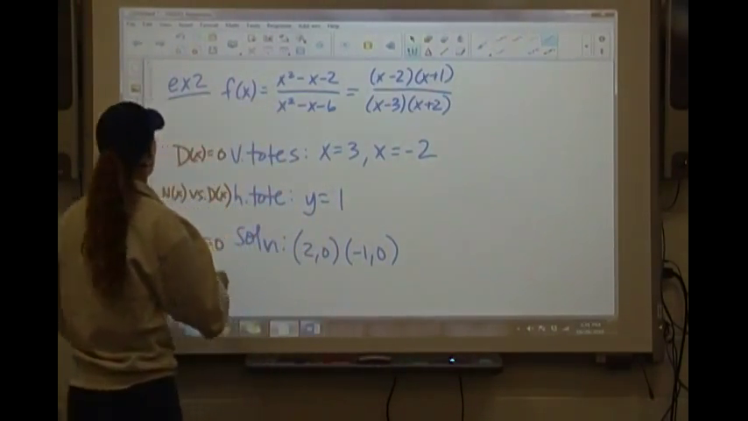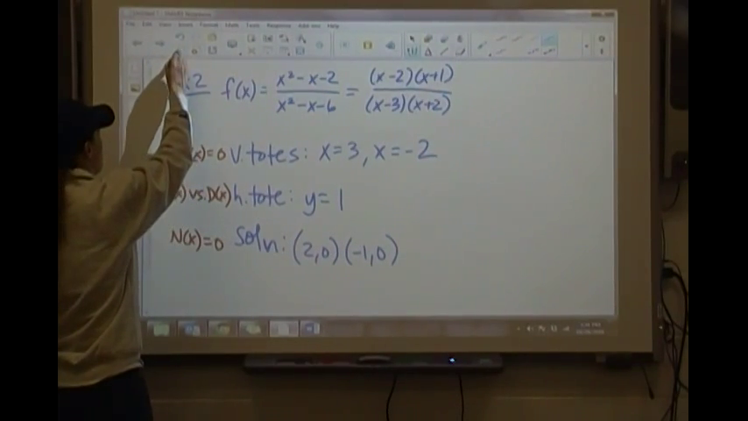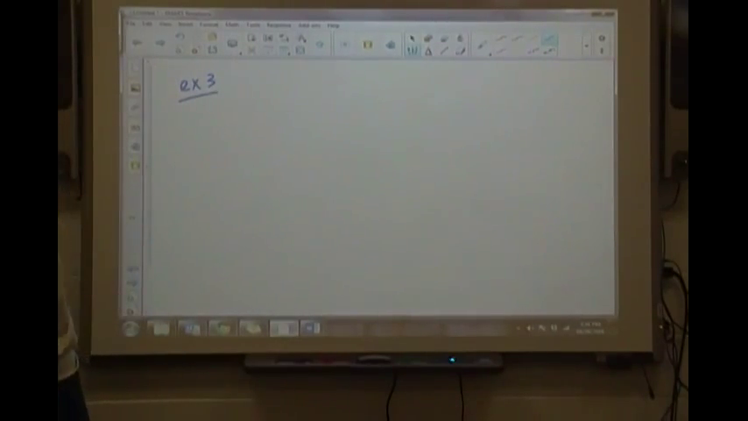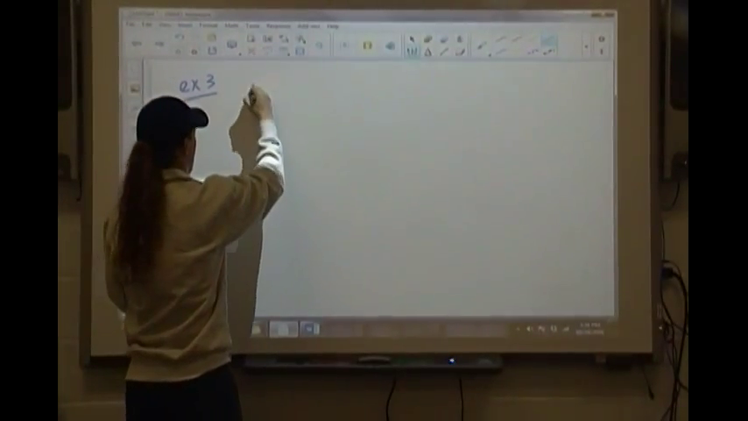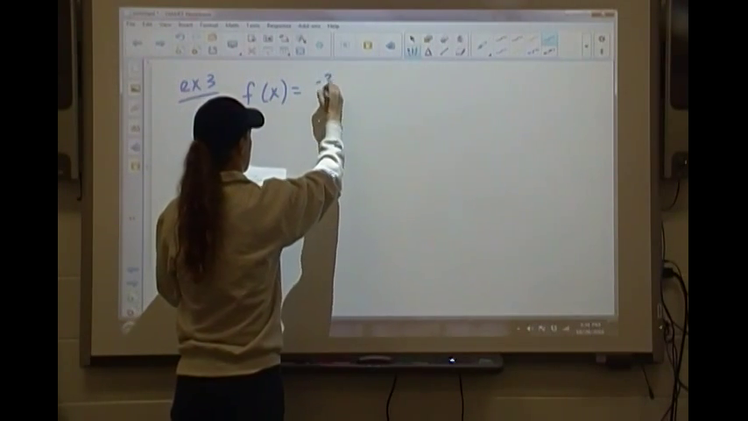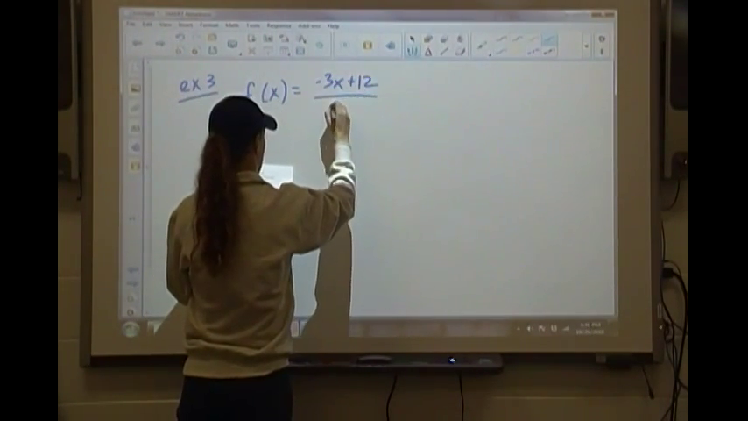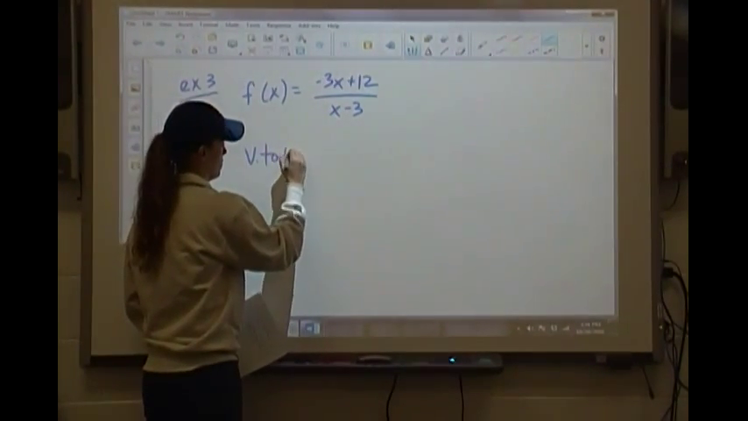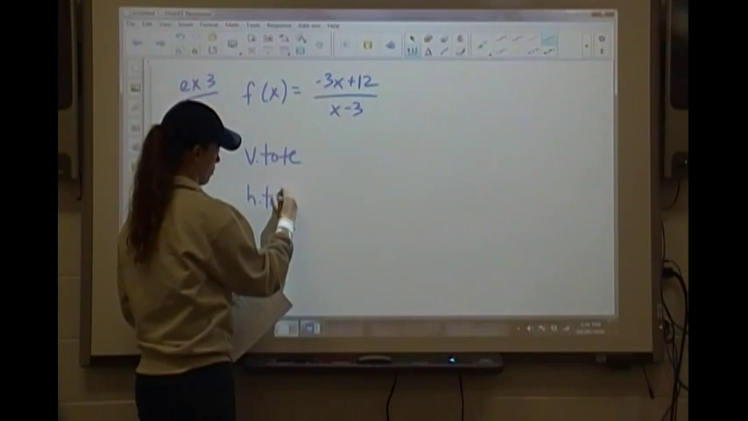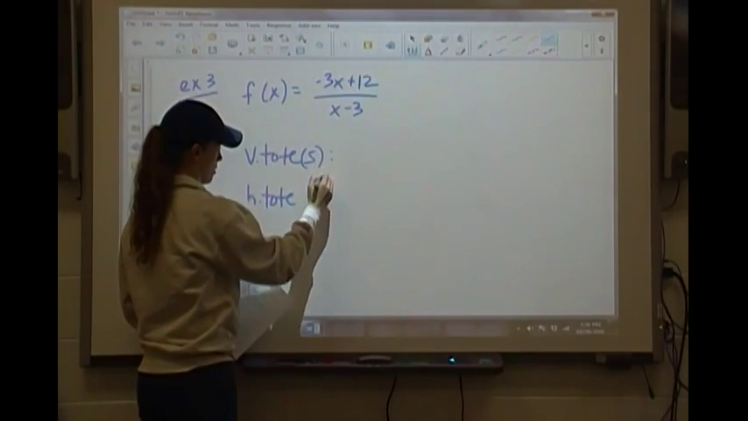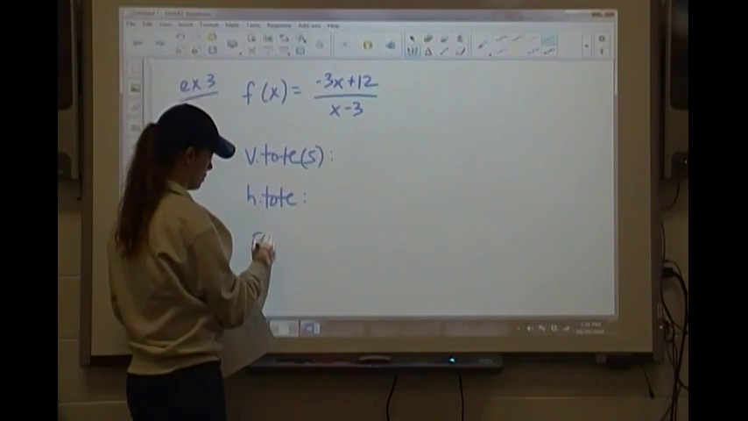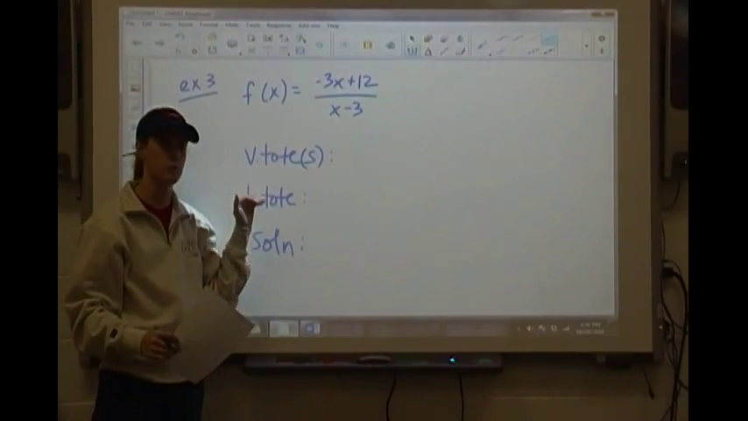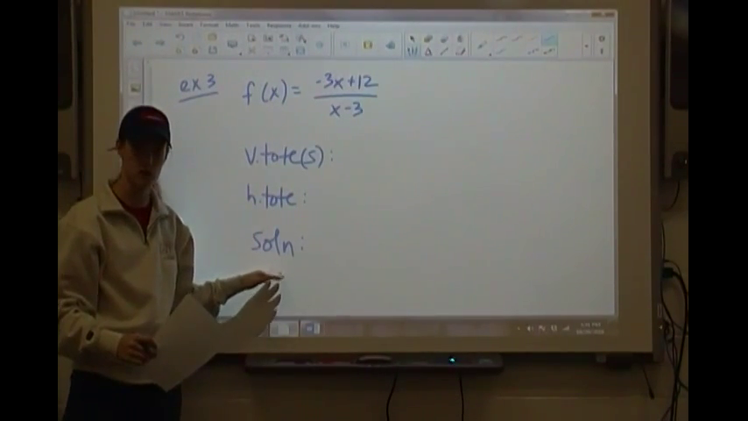Our next example that we're going to take a look at is example 3 here. We have f of x is equal to negative 3x plus 12 over x minus 3. We're going to again look for our vertical asymptote, horizontal asymptote, and our solutions. I'd like you to take a look at these and see if you can find the vertical asymptote, horizontal asymptote, and solution on your own first.